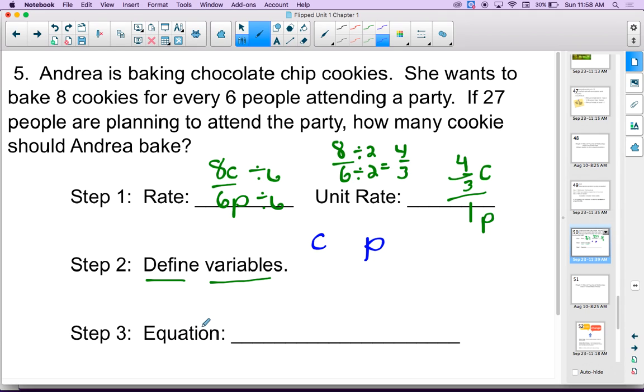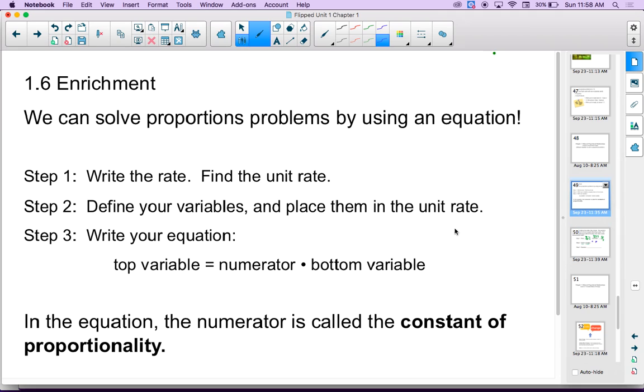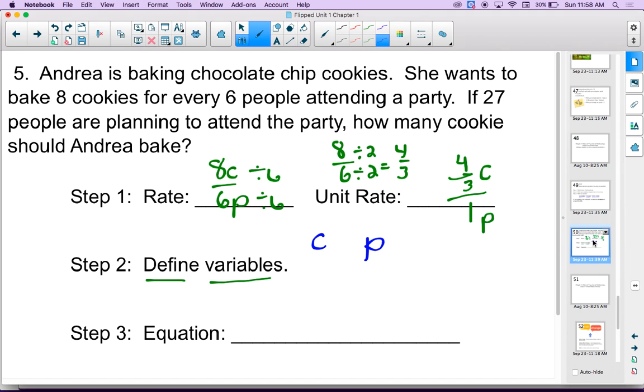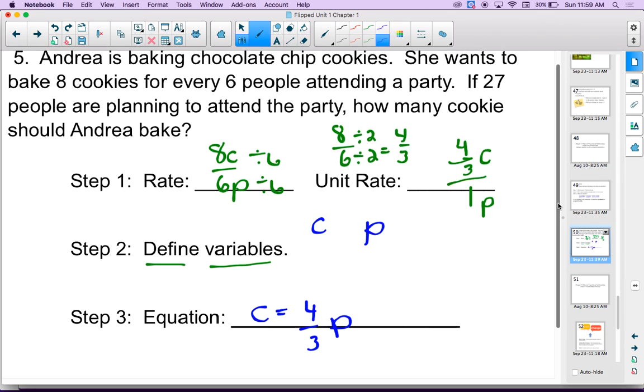Now to write my equation, remember what we said in our notes right here. This is the tricky part. There's a formula for this. Our top variable is equal to the numerator times the bottom variable. So our top variable is C. So the number of cookies she needs is equal to 4/3. Or if I had changed that to 1 1/3, that would have been okay too. 4/3 times the bottom variable, so 4/3 times P. So there is my equation. The number of cookies that she needs is equal to 4/3 times the number of people attending the party.